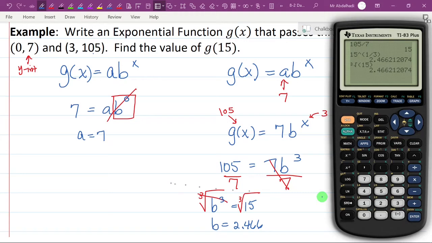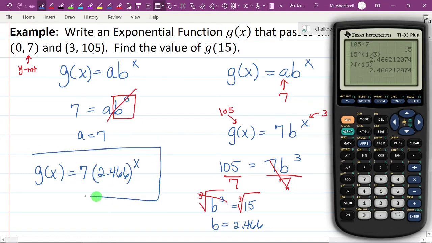So either way. Now that I know a and I know b, I can write my equation. So it's g of x equals a, which we know is 7, times b, which is 2.466 to the power of x. Now here's the thing. How do you separate the 7 from the 2.466? We put parentheses around that. And there's your equation. That function, if I were to graph it on Desmos or in this graphing calculator here, would be a function that went through the point 0, 7, and it would go through the point 3, 105.